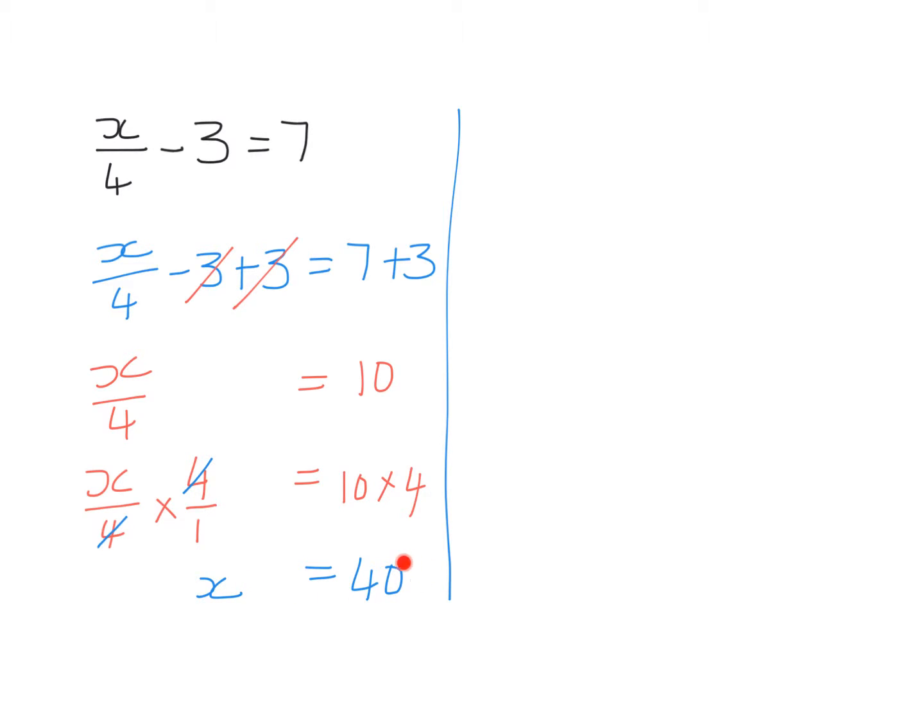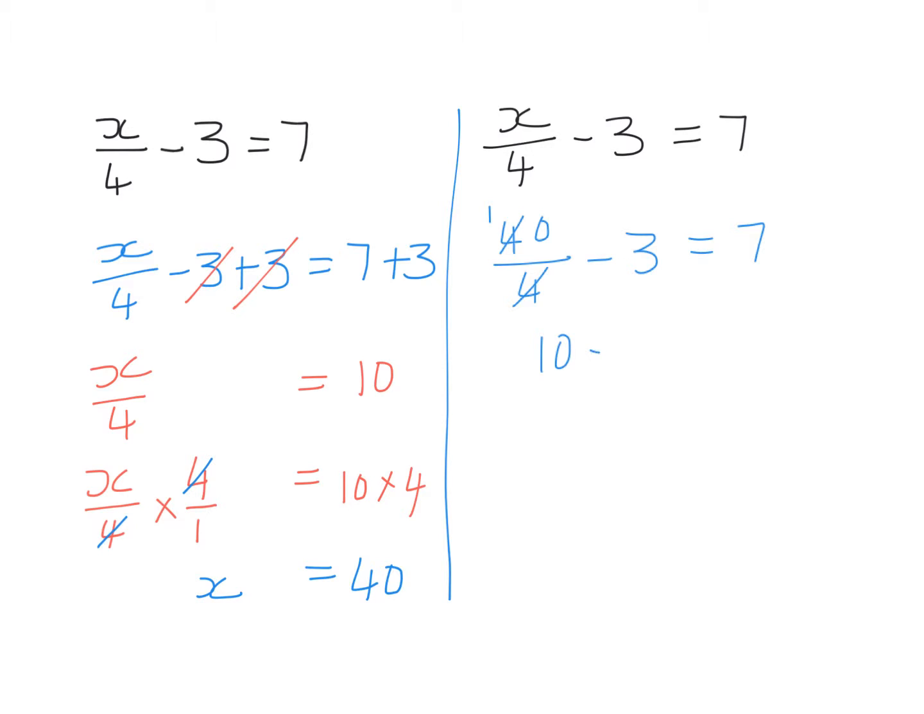My next step is to confirm, in fact, that my answer is correct. So I'm going to substitute the value of x up here with the value of 40. So let's do that. 40 over 4 subtract 3 equals 7. How many times does 4 go into 40? It goes in 10 times. So 10 subtract 3 equals 7. 10 take away 3, is that 7? Yes, it is. 7 equals 7. Therefore, my answer is correct.